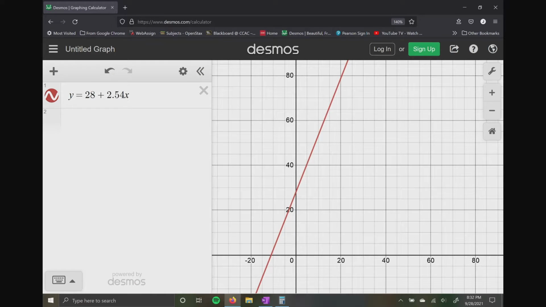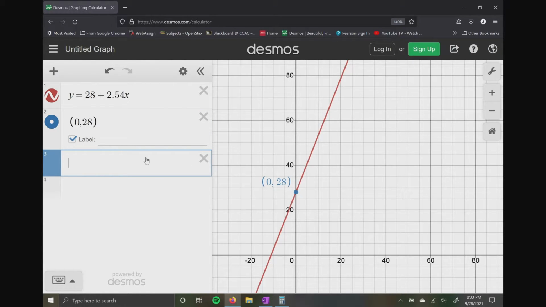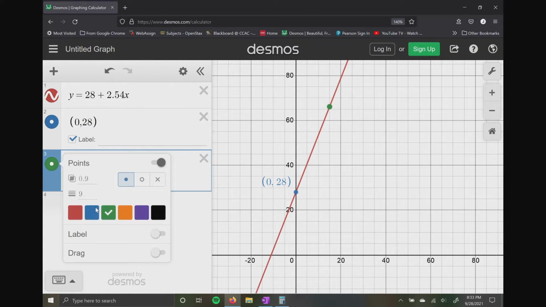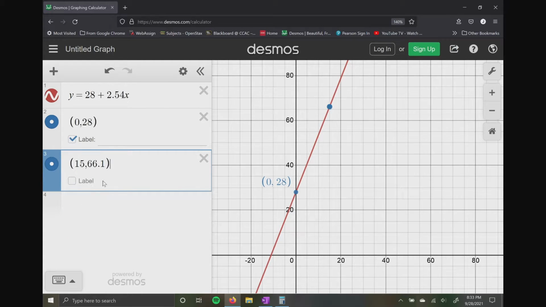All right, so notice it's a straight line. And let's go ahead and plot our points. In other words, let's plot parts A and B just to see if we're correct. Okay, so part A, we found the point 0, comma, 28. And I'm going to click on the label button. Perfect. So there's our point labeled. And then the second point was 15, comma, 66.1. And notice that green dot, which I'm going to be honest with you, I'm going to change it to blue, is right on that line. And that's exactly where we would expect it to be.